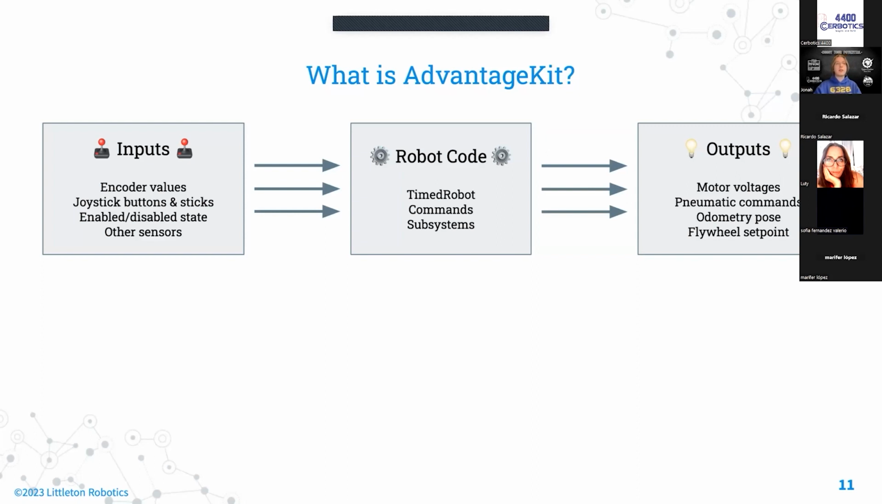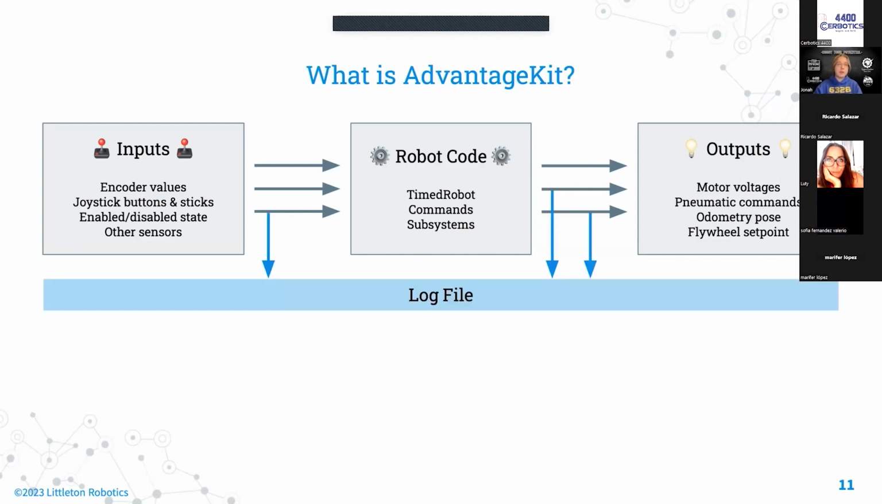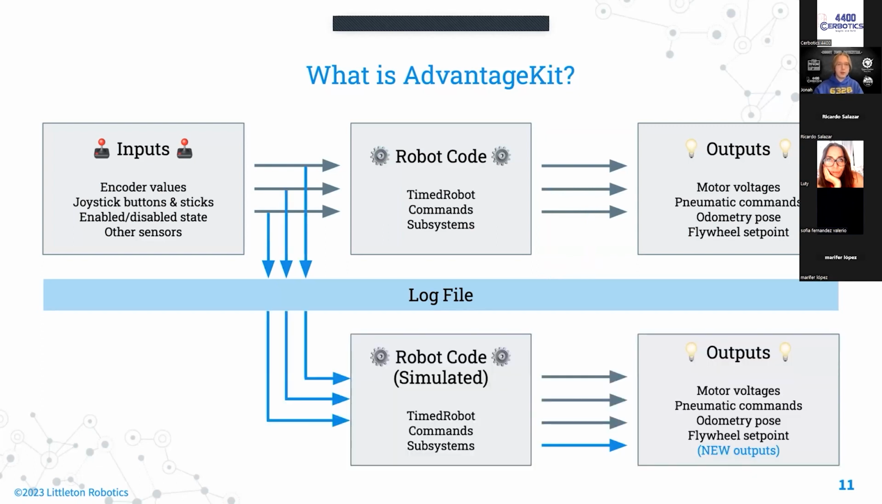Now, I'm just going to add some arrows here. This is what level 2 logging generally looks like. So we're sampling a few key fields from both the inputs and the outputs. So things like maybe the joystick values for the driver controller, plus the odometry pose and the applied flywheel voltage, say. Now, of course, the downside is we can't look at any fields that we didn't log. So to fix that, here's what level 3 logging tends to look like.